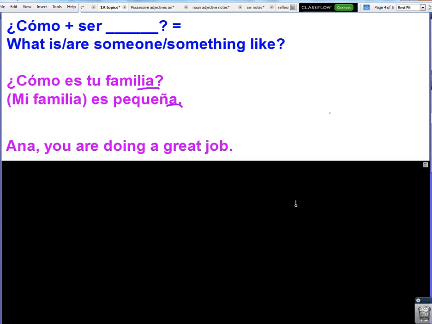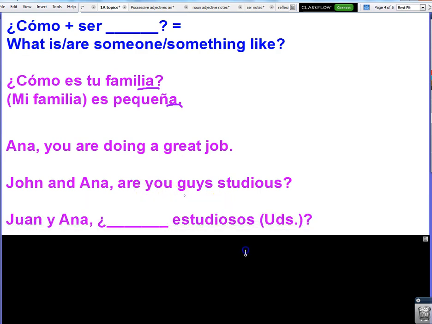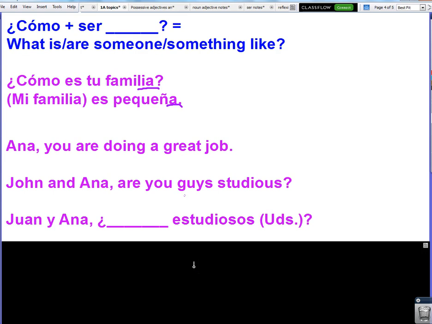What else? Oh, I find that some students don't know what it means when you have a name plus a comma. Well, Anna, you are doing a great job means that you're speaking directly to Anna. So, in the question, John and Anna, are you guys studious? John and Anna, I'm speaking directly to them, and my subject then is you guys. So, if I was speaking directly to John and Anna, and I'm saying, are you guys studious? Which box is the you guys box? Well, it's this one. So the correct form, sorry it's difficult to write with a mouse, is son.